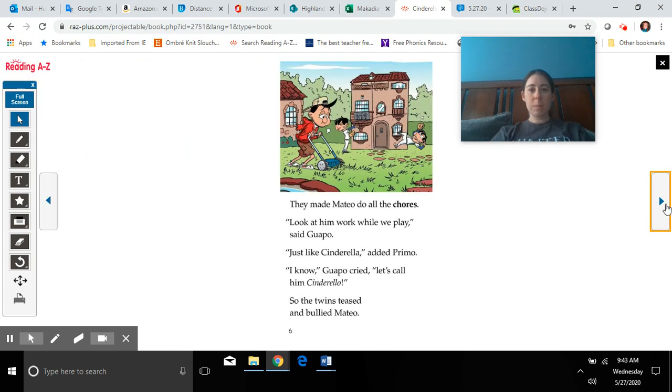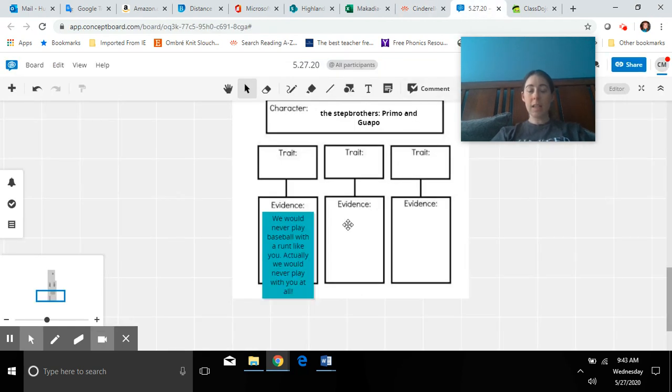Let's go on to the next page and see if we can find more evidence. They made Mateo do all the chores. Chores are jobs or work around the house. So it looks like they're making Mateo mow the lawn or cut the grass. Okay, I think this is a good piece of evidence. So let's put that here.